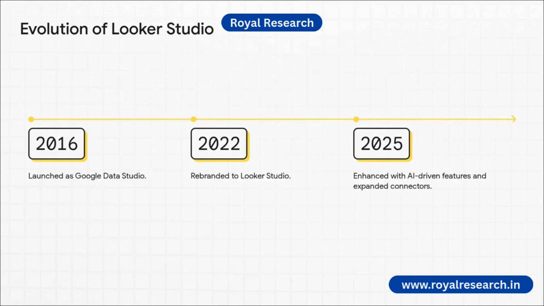And you know, this tool didn't just appear out of nowhere. It started its life back in 2016 as Google Data Studio. You might remember that name. Then in 2022, it got a rebrand, and it's constantly getting better, with a huge focus on adding really powerful AI features to make data analysis even easier.